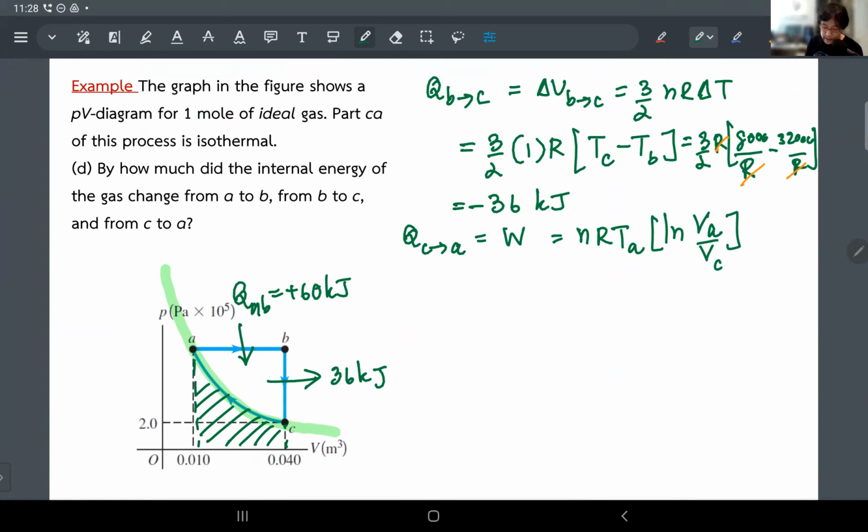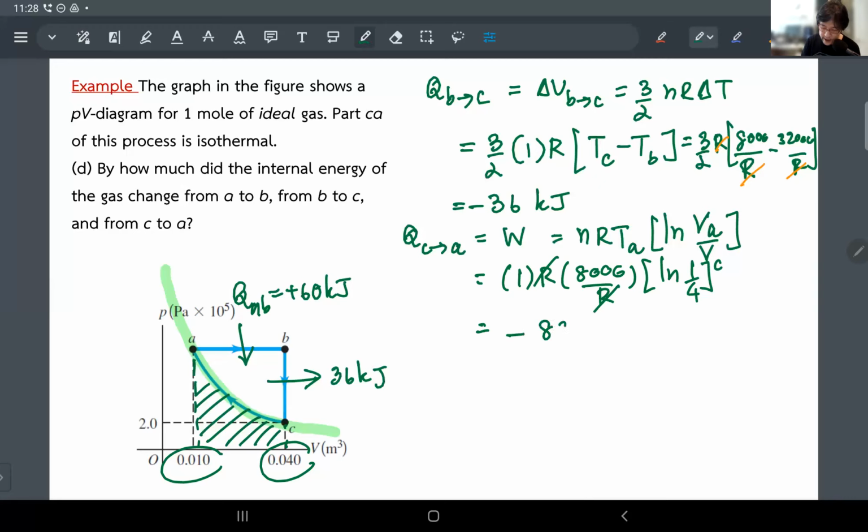Substitute the numbers. N is 1, R is R, T at A is 8,000 over R, log of V final over V initial. You just need a ratio, you don't need actual numbers. The only thing you need is that A is 1/4 of the volume at C. So it's log of 1/4, which is a log of a number less than 1, so you're going to get a negative result. R cancels. That's it. So it's negative 8,000. Let me put in kilojoule. So it's going to be negative 8 log 4 kilojoule.